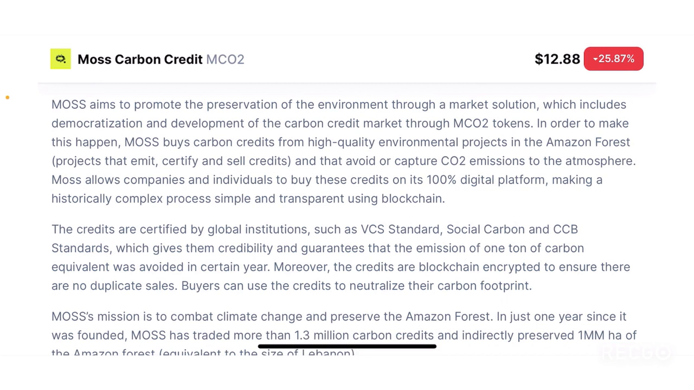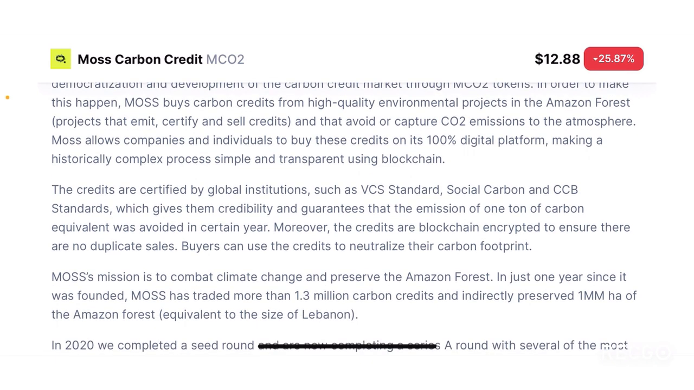And they also allow companies and individuals to purchase carbon credits from their 100% digital platform. This makes some of the most complex processes very simple for individuals and companies, and allows things to be tracked through blockchain technology, right? So that's the main gist of this project and what they're trying to do.